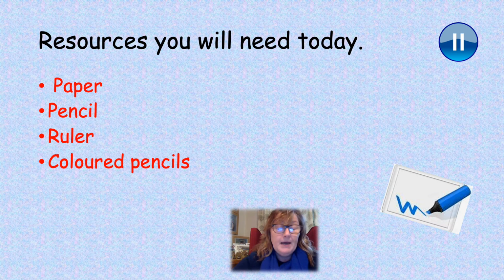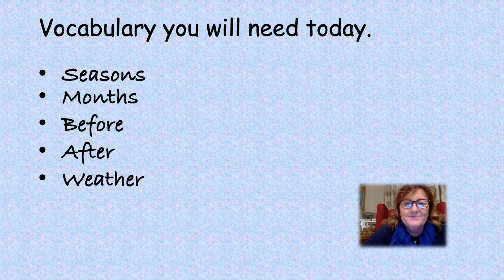Today you'll need some paper, a pencil, a ruler and some crayons or coloured pencils if you've got them. Vocabulary that you'll need today, amongst other things, of course, is all the months: January, February, March, April, May, June, July, August, September, October, November, December. You need all of those. You're also going to use the words seasons, months, before, after and weather.